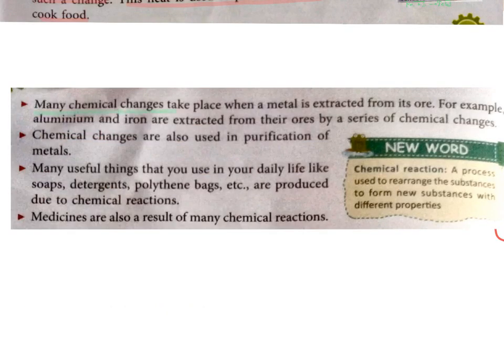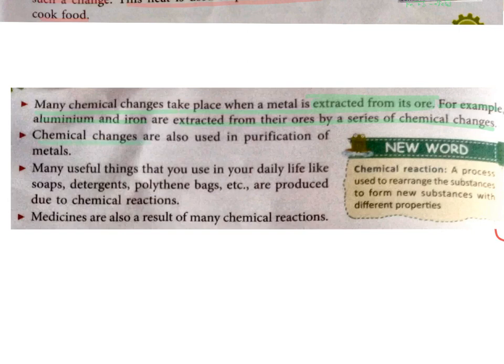Many chemical changes take place when a metal is extracted from its ore. So, what is an ore? Ores are the minerals from which we can extract metal, or you can say ores are the rocks from which we can extract metals profitably. For example, aluminium and iron are extracted from their ore by a series of chemical changes.